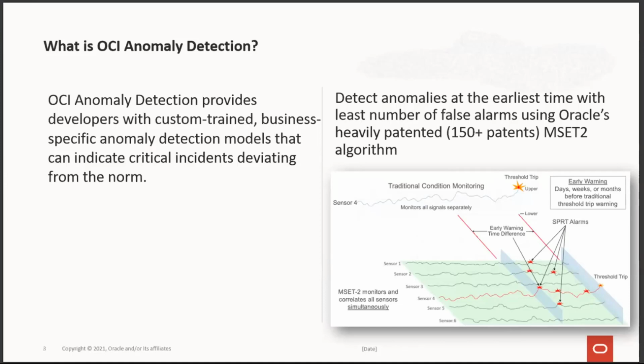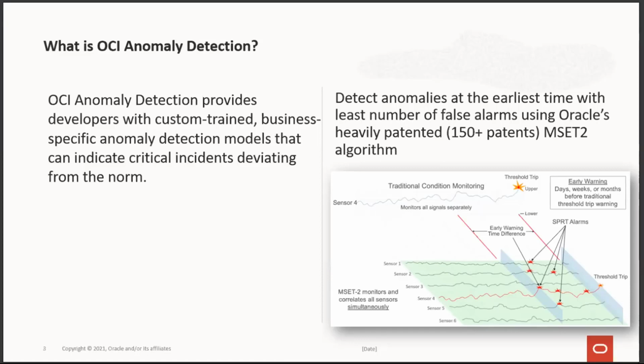OCI Anomaly Detection is a PaaS service which allows customers to quickly train business-specific anomaly detection models using historical time series data points. And these data points can be received from sensors that could be connected to infrastructure resources or integrated medical devices or IoT edge devices. And data from these sensors can then be streamed to anomaly detection APIs in real time to detect system level as well as component level failures.